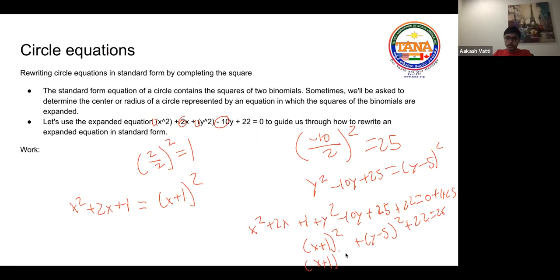You do x plus 1 squared plus y minus 5 squared is equivalent to 4, because you subtract 22 on both sides. And that is your equation for the circle. x plus 1 squared plus y minus 5 squared is equal to 4. Any questions? And this equation represents a circle with the center at -1, 5 and a radius of 2, with r equals 2. Because remember, it's r squared on this side.